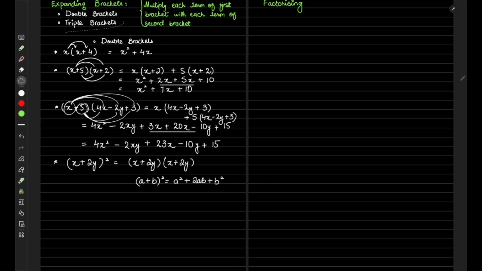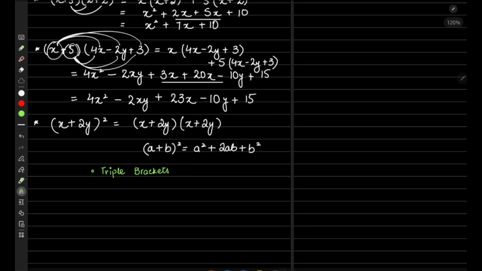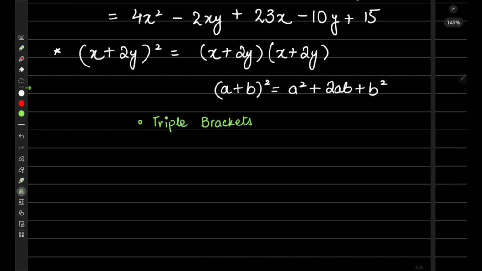And the triple brackets also. Okay, now in the triple brackets, what kind of two variations there could be? There could be a possibility that you get x times (2x plus 3), which means 3 factors are multiplied, times (x minus 7).